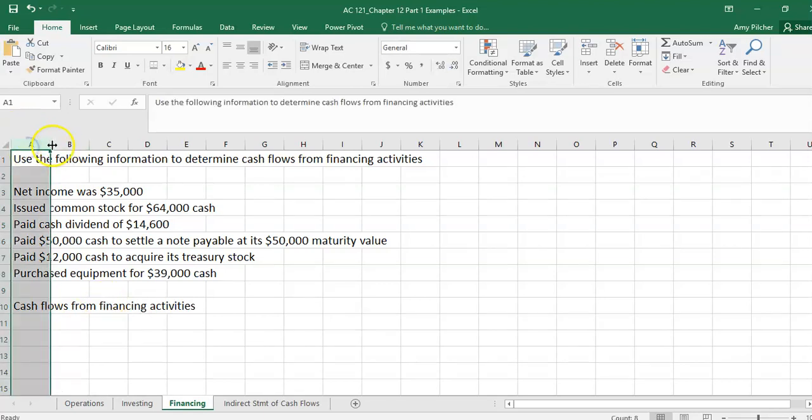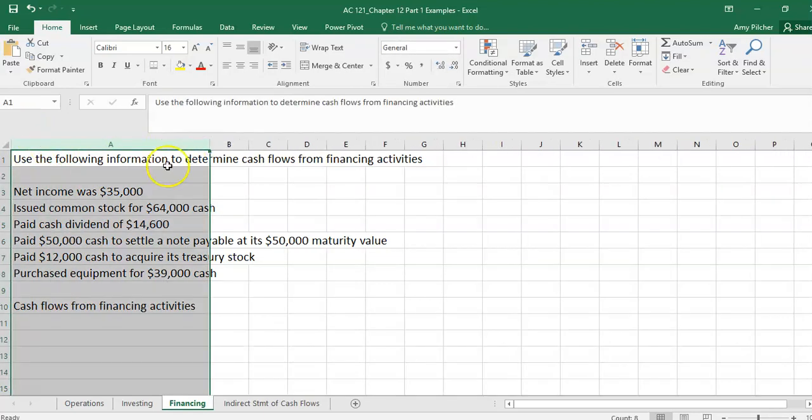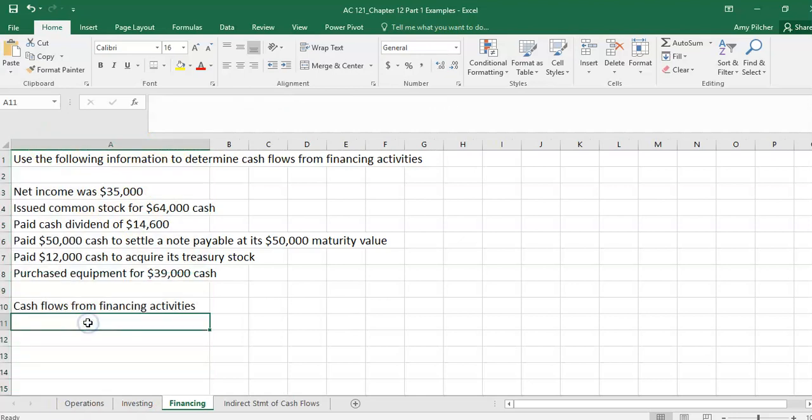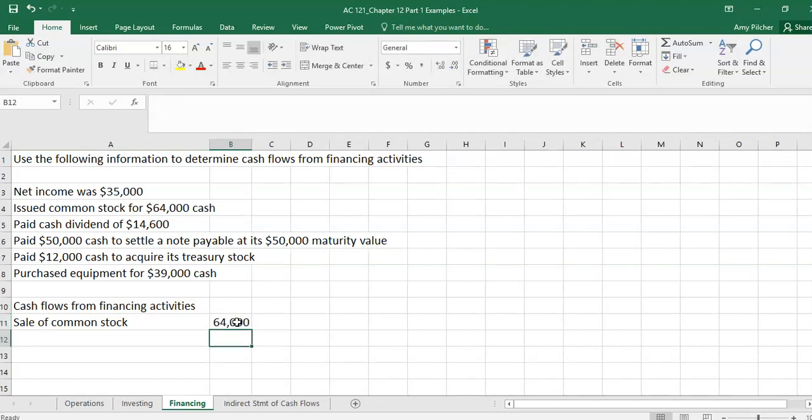So we're going to look at the various items that we have here. So the first thing we see is net income. Well, net income is actually the start of the operating activities section, so we don't need that information. Then we issued common stock for $64,000 cash. So sale of common stock. And we received $64,000 in cash. The next item is that we paid cash dividends of $14,600.